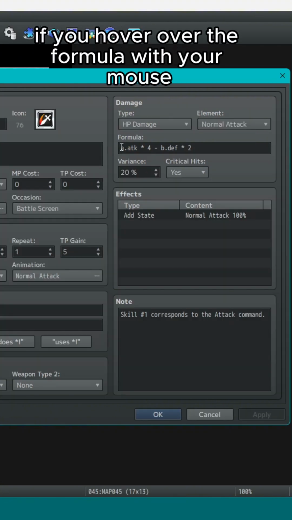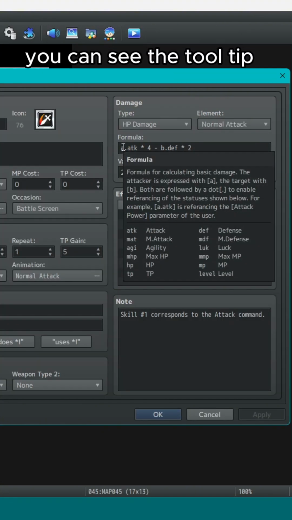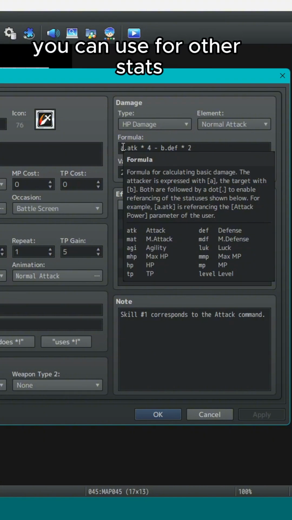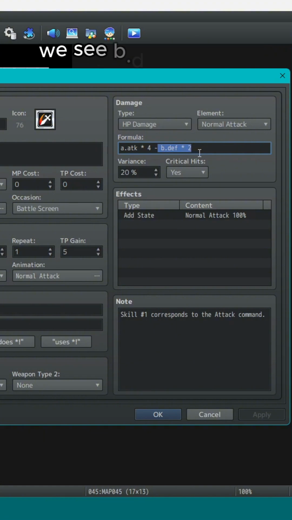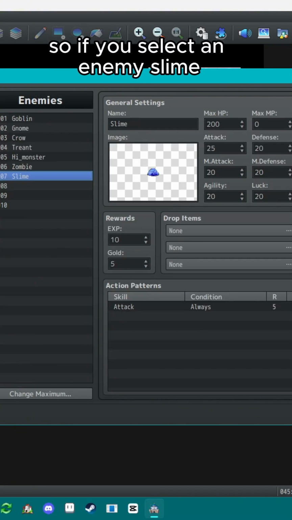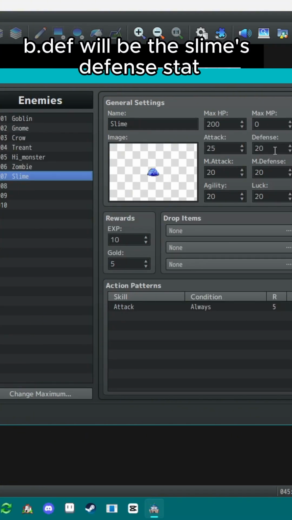If you hover over the formula with your mouse, you can see the tooltip that shows the other abbreviations you can use for other stats. In the second part of the formula, we see B.DEF times 2. B is the target of the skill. So if you select an enemy slime, B.DEF will be the slime's defense stat.